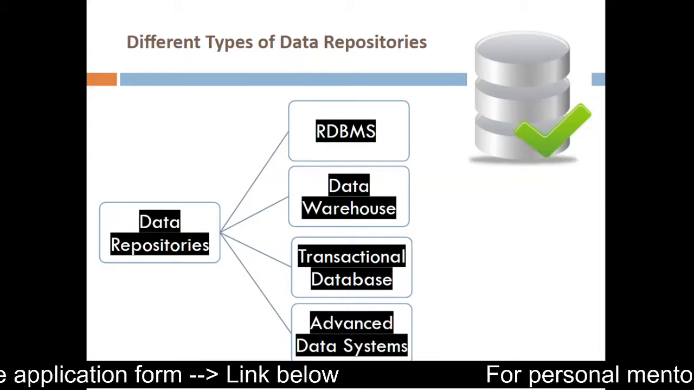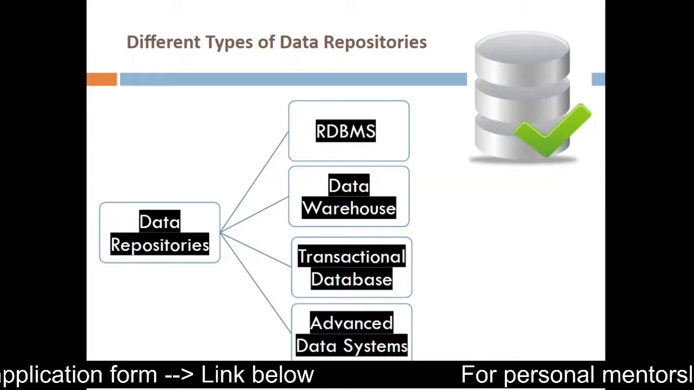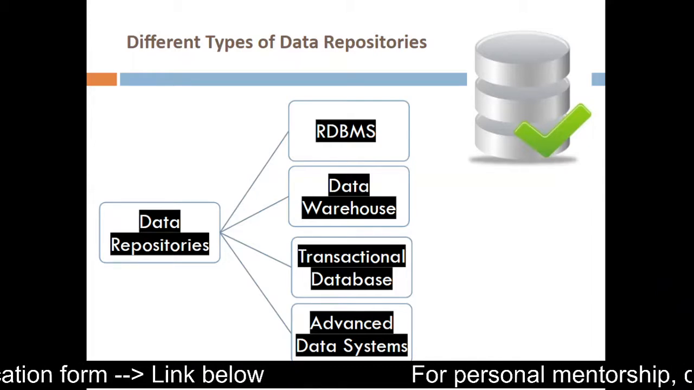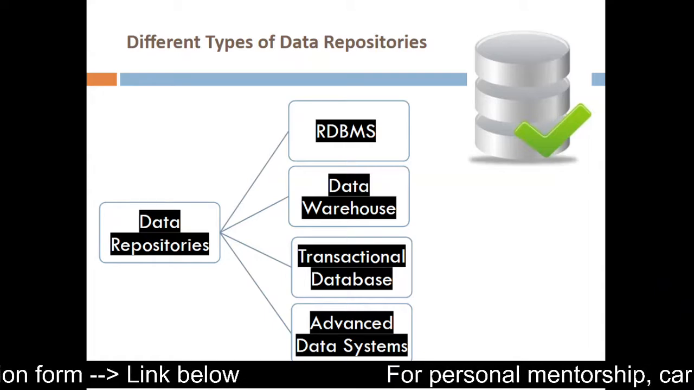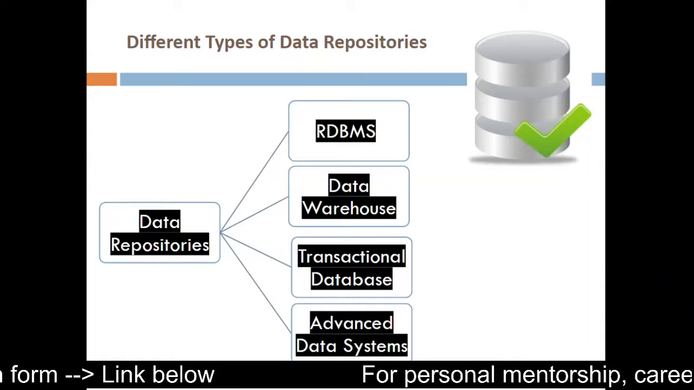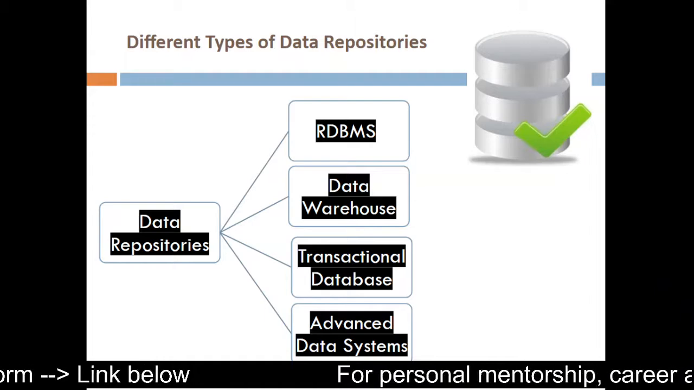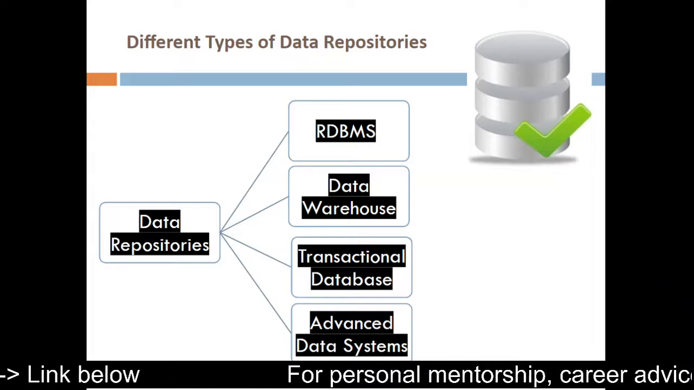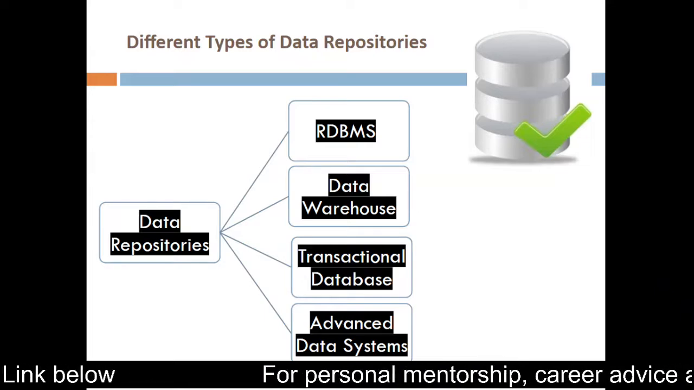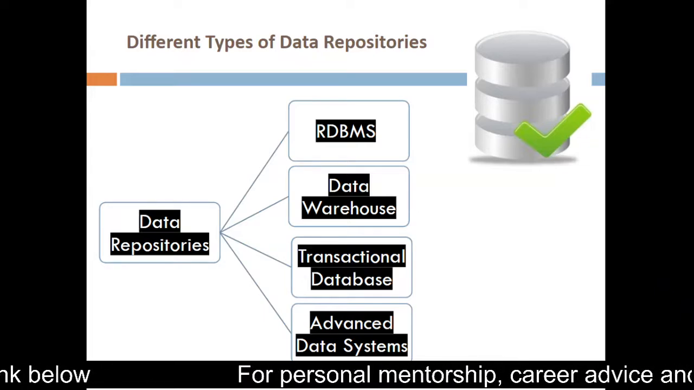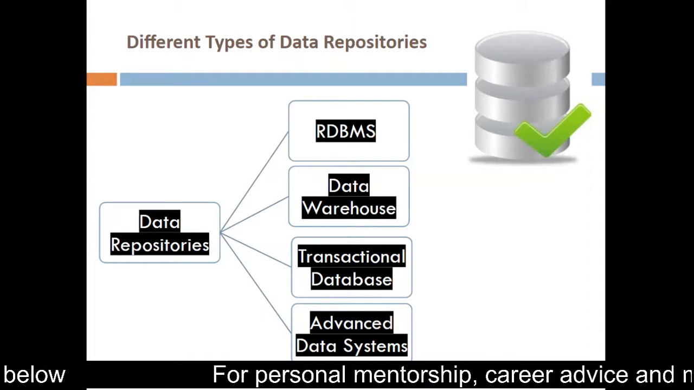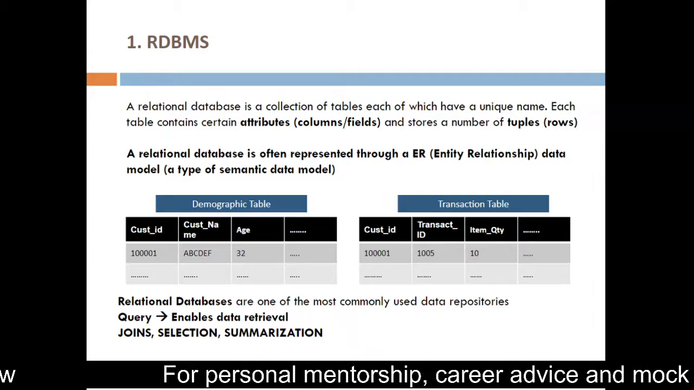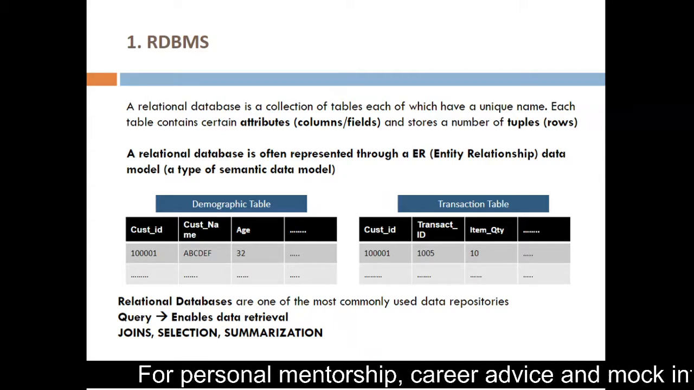The first one, and one of the most popular repositories, is known as the RDBMS, or Relational Database Management System. The second type is known as data warehouses. Also, a lot of times in retail and the CPG world, we deal with what we call transactional databases. And there are also some other advanced data systems that we will cover. Now, let's first understand what an RDBMS is.